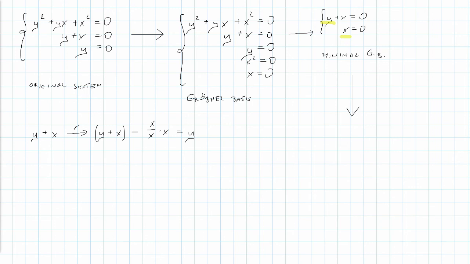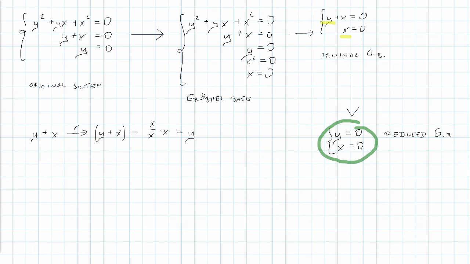So in place of y plus x, we replace y plus x by the remainder, by y. So it's y equals 0 and x equals 0. And this is a reduced Grobner basis. This is reduced. And you can see here that once we have this reduced Grobner basis, this actually gives us the exact solution of our system of polynomial equations.